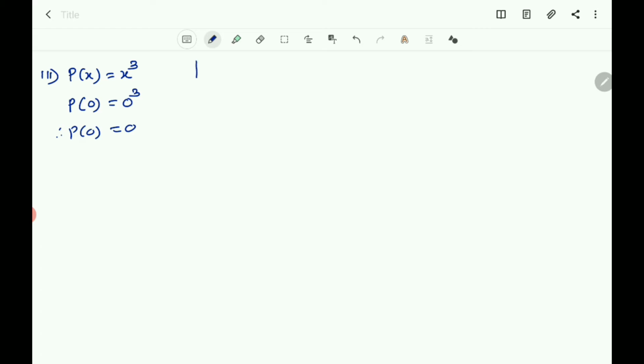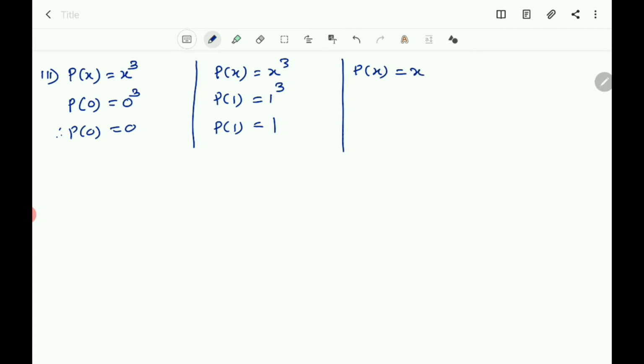Next you take P of x equals x cube. P of 1. P of 1 is equal to 1 cube, which means 1 into 1 into 1, that is 1 only. Next P of 2. So you take P of x equals x cube. P of 2 is equal to 2 cube, which means 2 into 2 into 2, that is 2 twos are 4, 4 twos are 8. In this way you got the values of P of 0, P of 1, P of 2 for the third polynomial, P of x equals x cube.